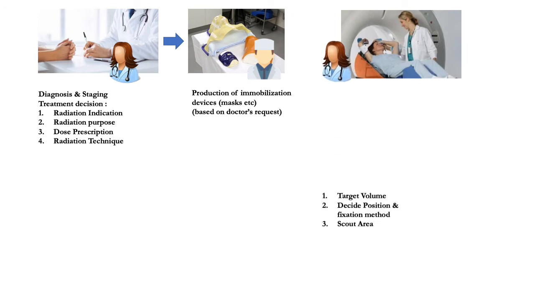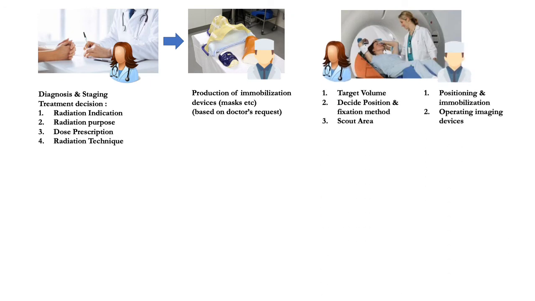Then, the patient will move to what we call a mold room, where all immobilization devices needed will be made, such as masks or blue bags. Next, the patient will go to the CT simulator room, where CT scans will be done on the tumor and surrounding tissues to decide on the radiation target. In the CT simulator session, all immobilization devices must already be used on the patient.